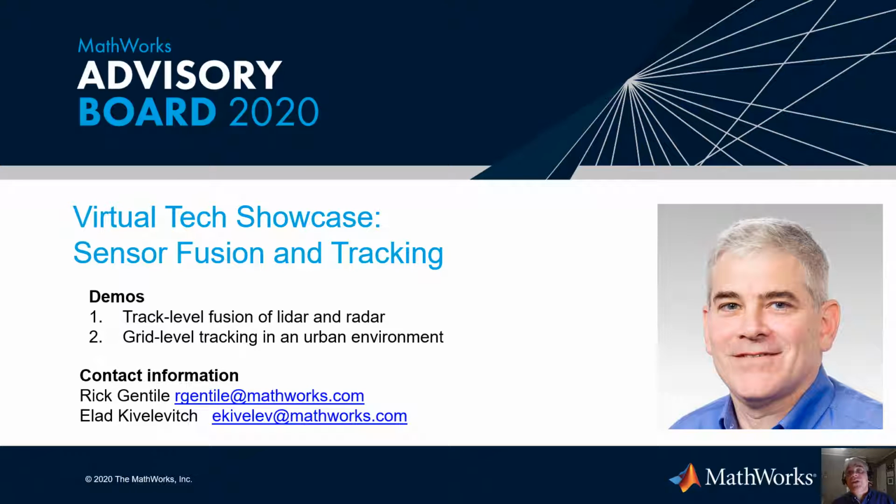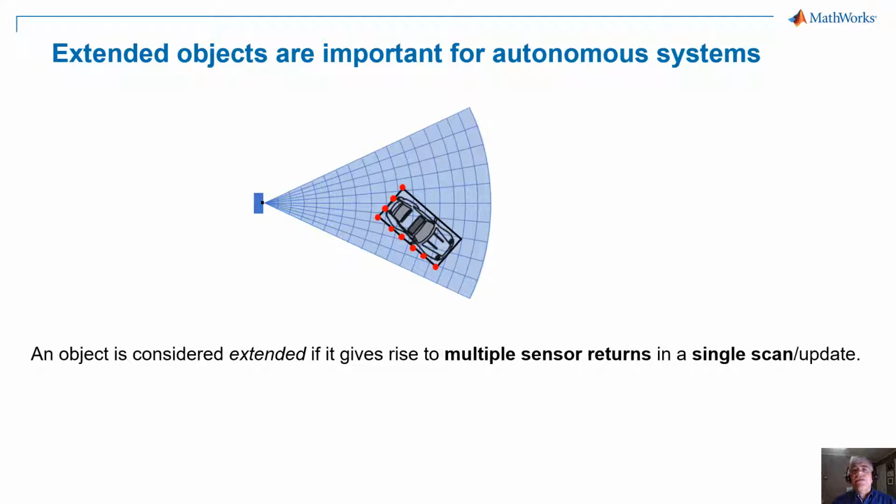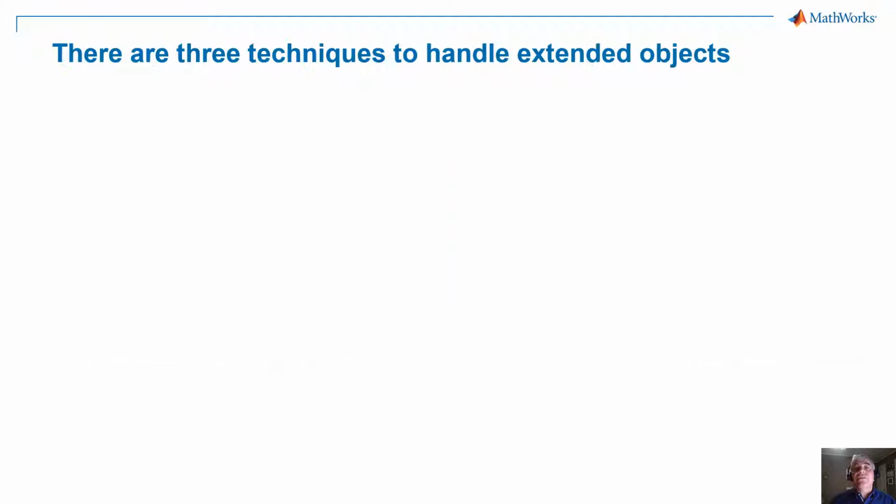In this video, we'll describe sensor fusion and tracking for autonomous vehicles. Autonomous vehicles operate in proximity of other objects, such as vehicles, pedestrians, and cyclists. At such short ranges, sensors report multiple returns from these objects in a single scan. We call these extended objects. There are three techniques to track extended objects.